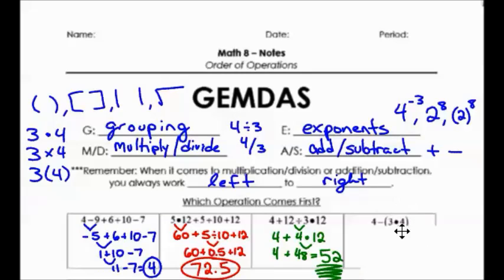Alright, the last one, we're going to start inside this grouping symbol, inside the parentheses. 3 times 4, that would give us 12. And then really we're just going to do that subtraction. That's the only step that's left, which would give us negative 8.